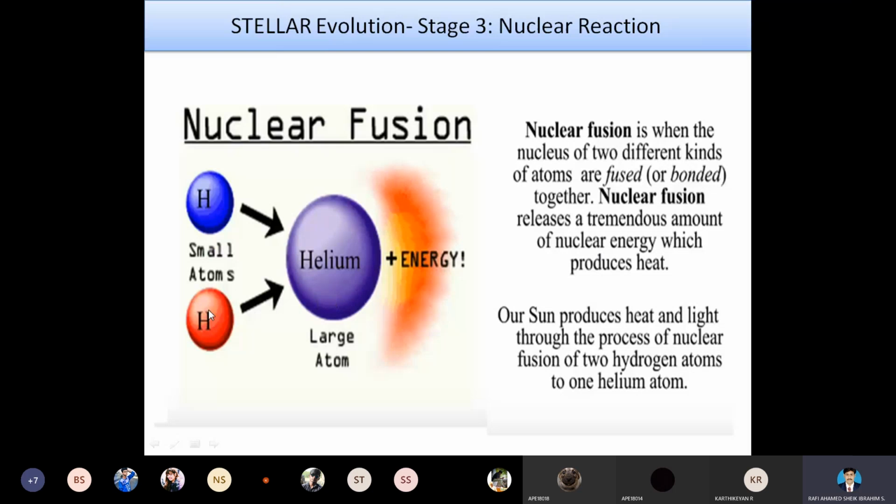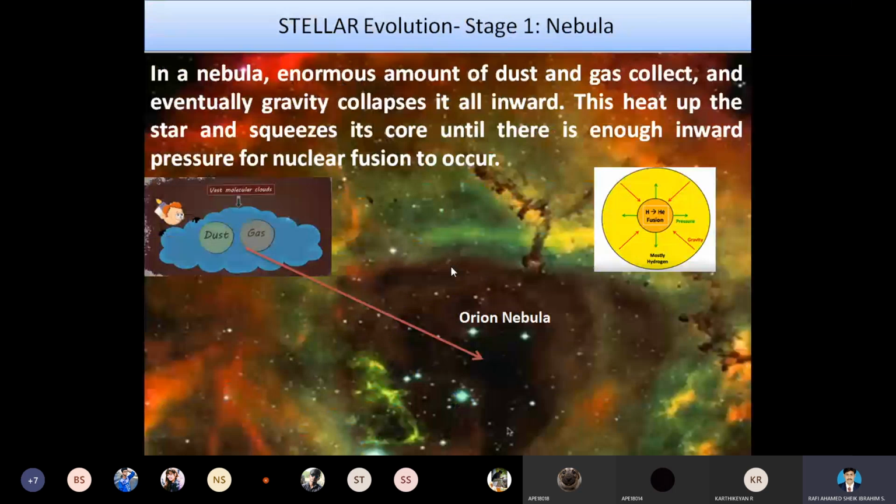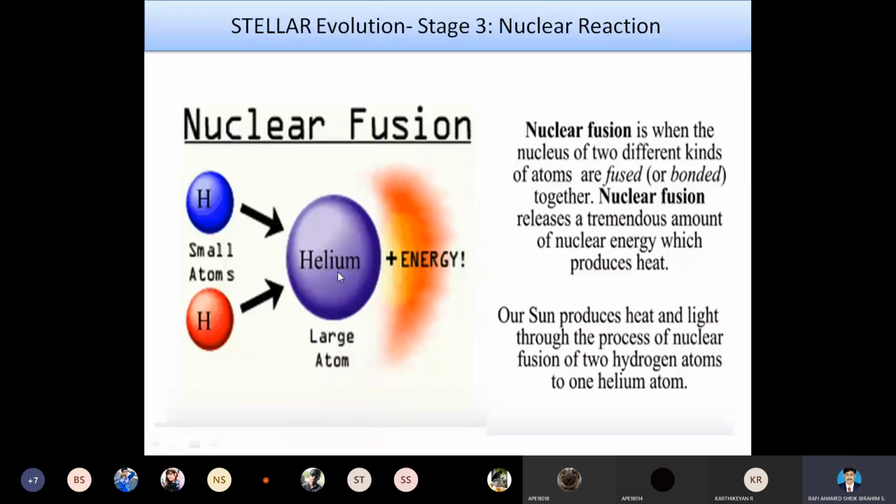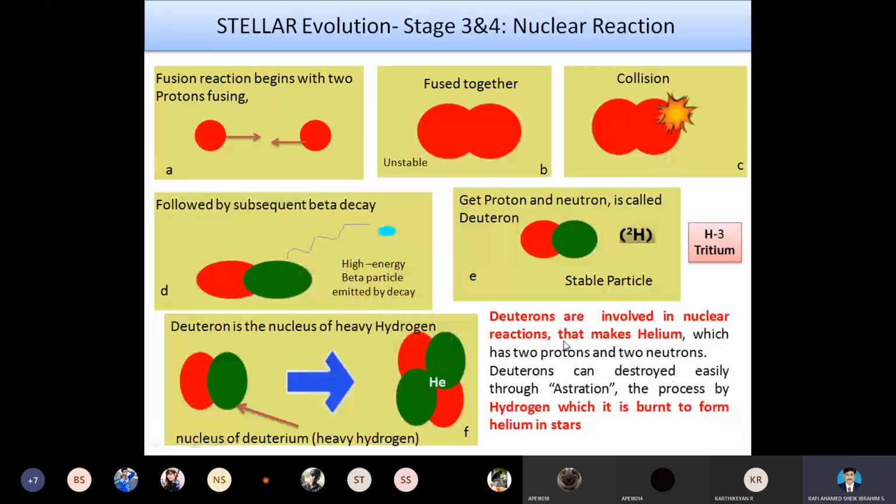So the first stage is the formation of the nebula. The second stage is the protostar. The third stage is nuclear fusion. Nuclear fusion is when the lightest atom, hydrogen, collides with a larger atom, helium, and produces an enormous amount of energy. That enormous amount of energy takes place in the form of heat. Let's see this nuclear fusion mechanism in detail from this slide.